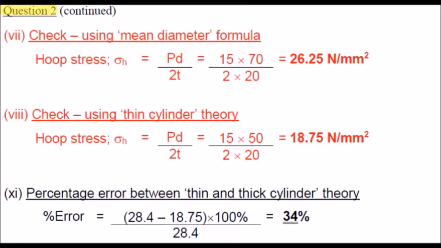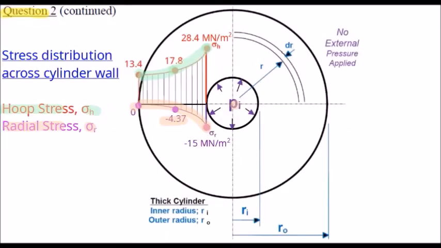Question 2 continued. I've just used the mean diameter formula here to check for the hoop stress at the bore. So the hoop stress at the bore would be PD upon 2T, where of course the diameter in this case would be 70 millimeters. That's the mean diameter of the pipe, and that evaluates to 26.25 newtons per millimeter squared. If we check that with the maximum hoop stress from Lame's equation, that was 28.4 newtons per millimeter squared.